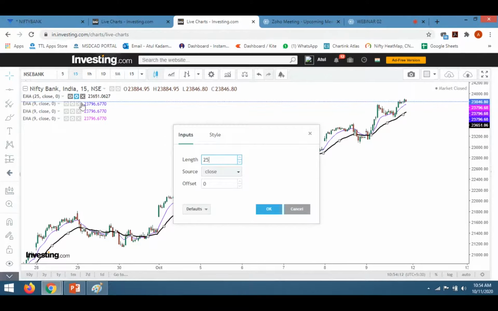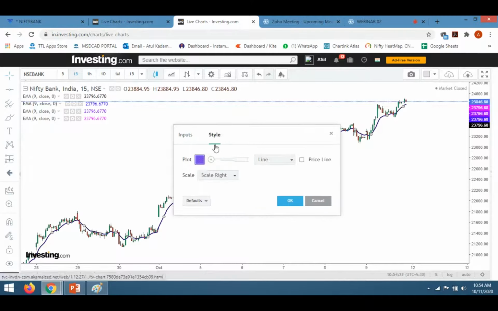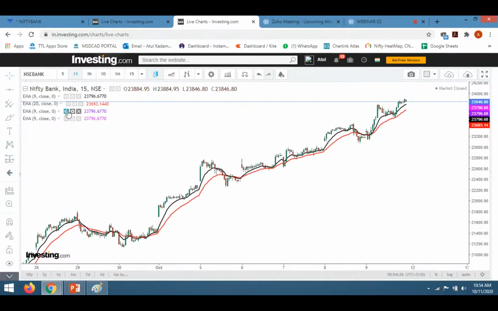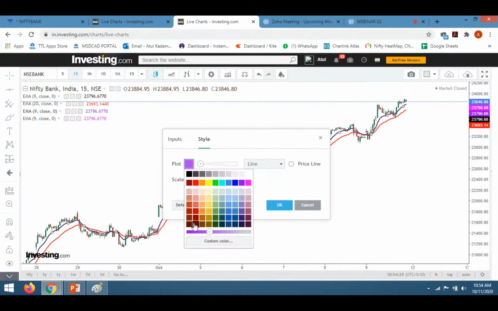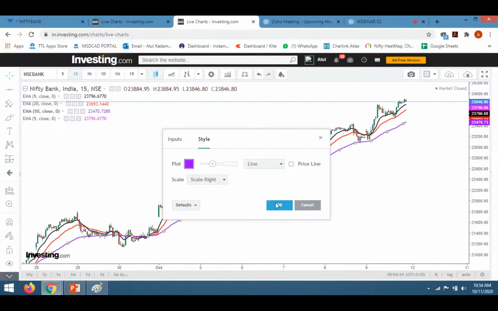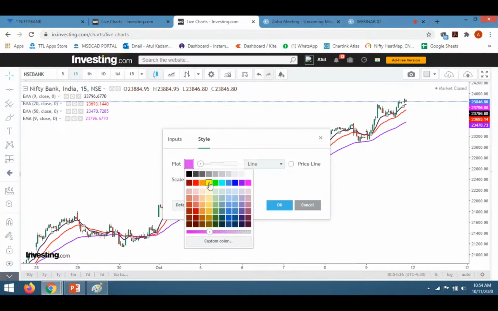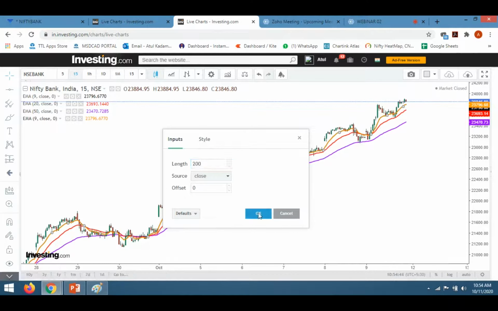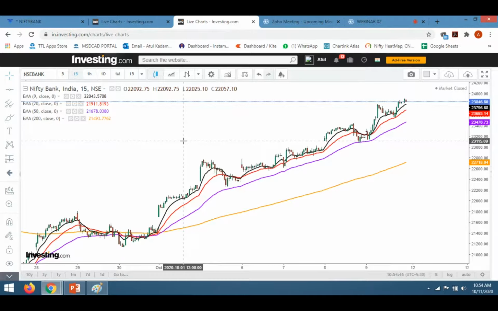First I need a 9. So I put here 9. So that black color is 9. Second I need 20. So I take 20. I change the color. I change to red color for the 20. Okay. So it's a 20. Third I need a 50. So I take a blue color for 50. Okay, then I need a 200. I take this color for 200. So these are the four moving averages.